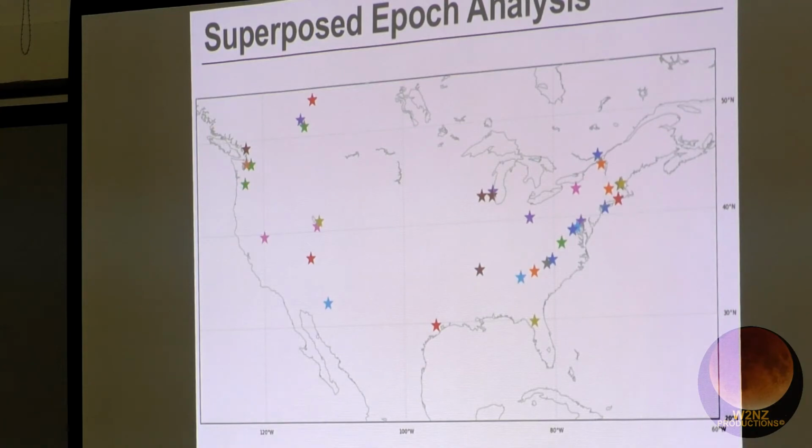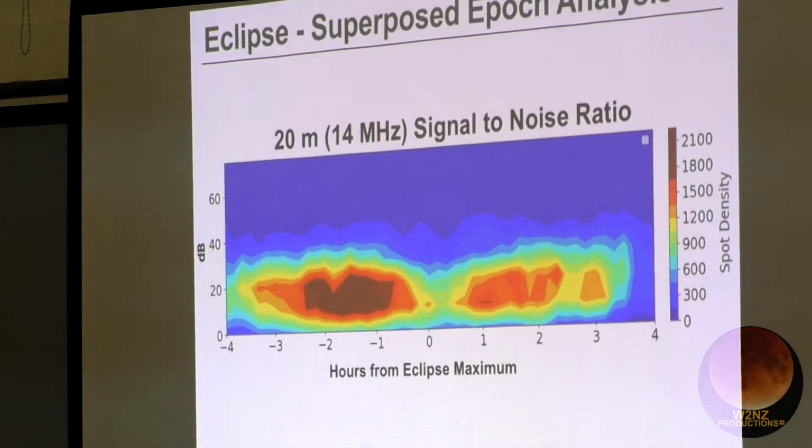So that's the main distribution. And if I take, say, all of the spots from the 14 megahertz 20 meter band from all of those stations, and I put them all into one plot, and I create a spot density plot, I get something that looks like this. On the y-axis, I have signal-to-noise ratio in decibels, as reported by each reverse beacon network receiver. And then I have hours from eclipse maximum for that particular receiver.